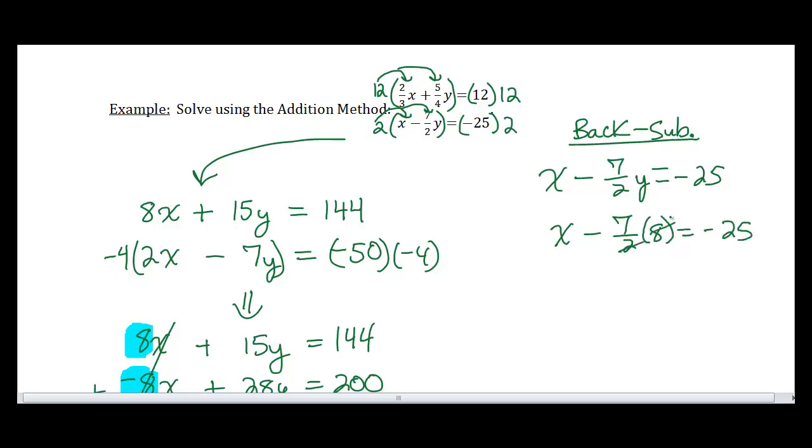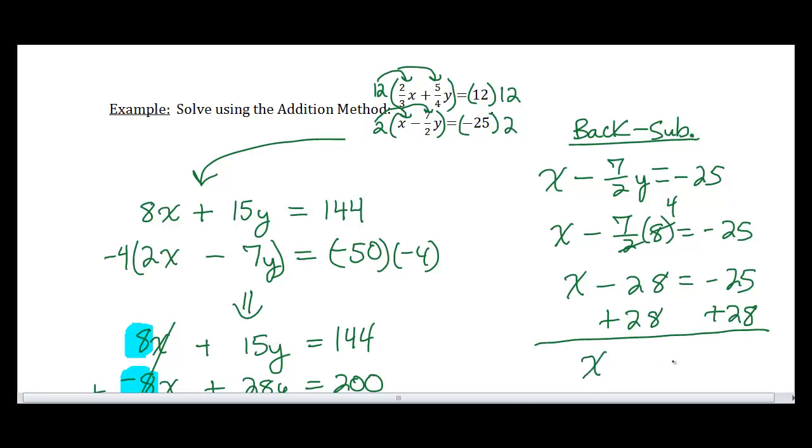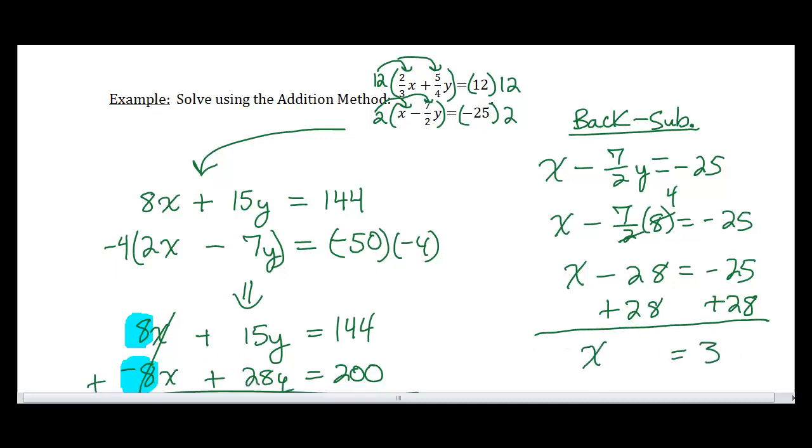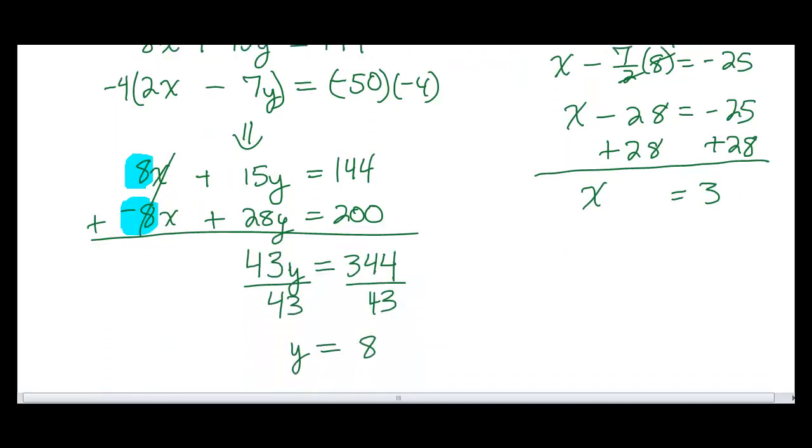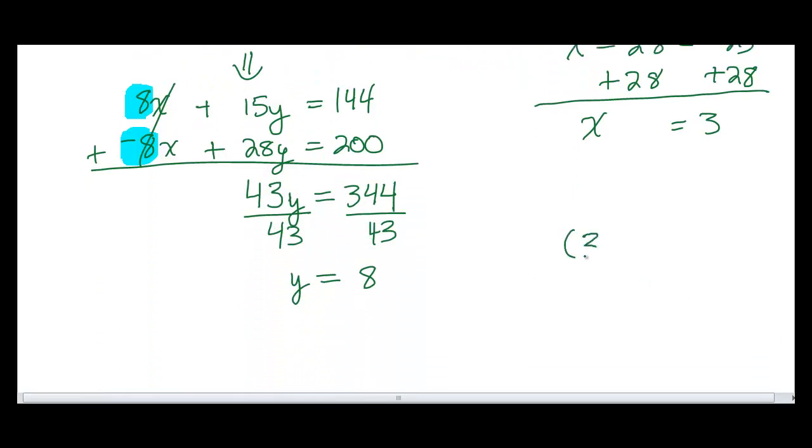So I get x minus 7/2 times 8 equals negative 25. Well, 2 goes into 8 4 times. So that's x minus 28 equals negative 25. I can add 28 to both sides, and I'll have that x equals 3. And so my solution would be (3, 8).